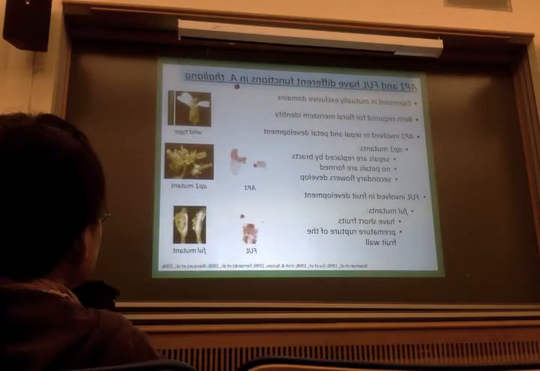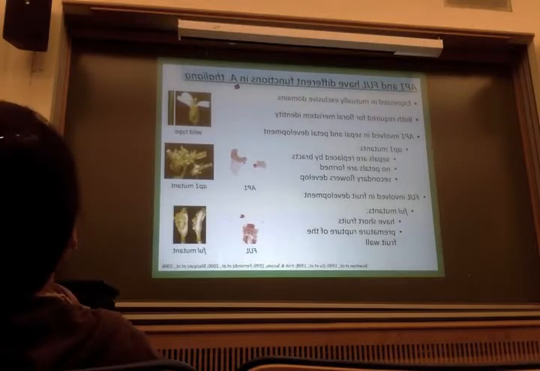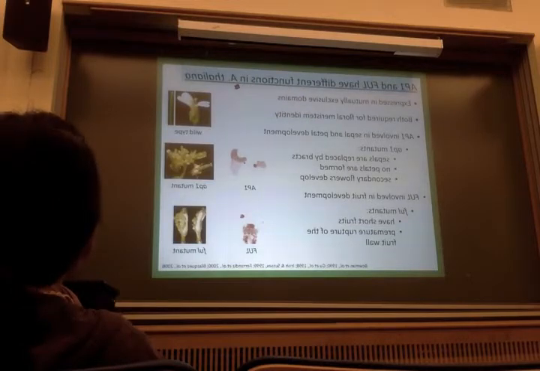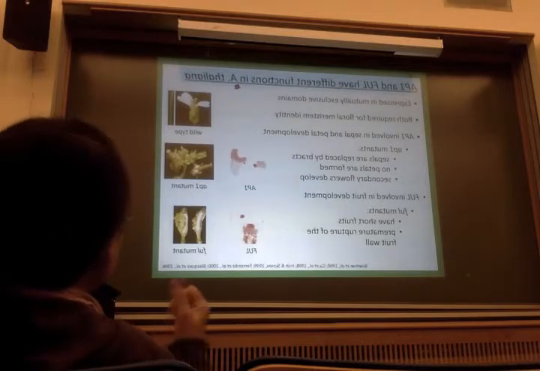So instead of having one flower, and here's our wild type flower, we only get one flower per pedicel, so that's the little branch that each flower is on. But in AP1 mutants, we get lots of flowers. We have secondary flowers and sometimes tertiary flowers, and a whole lot of flowers.